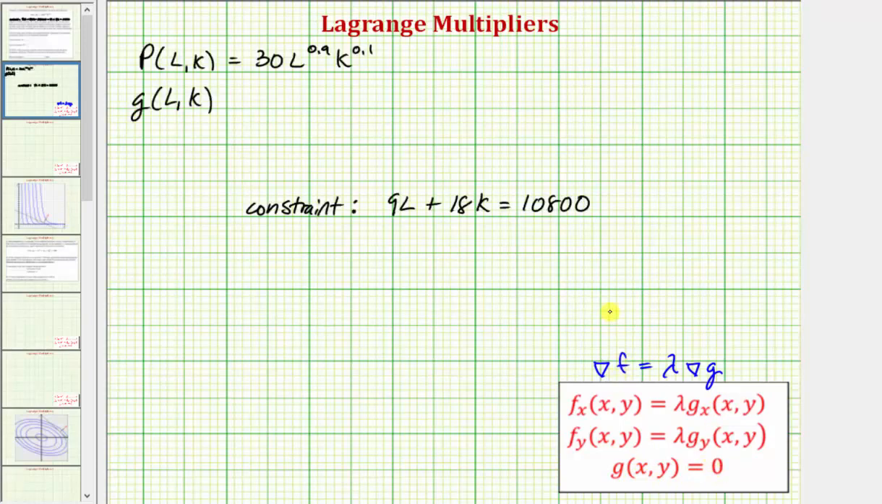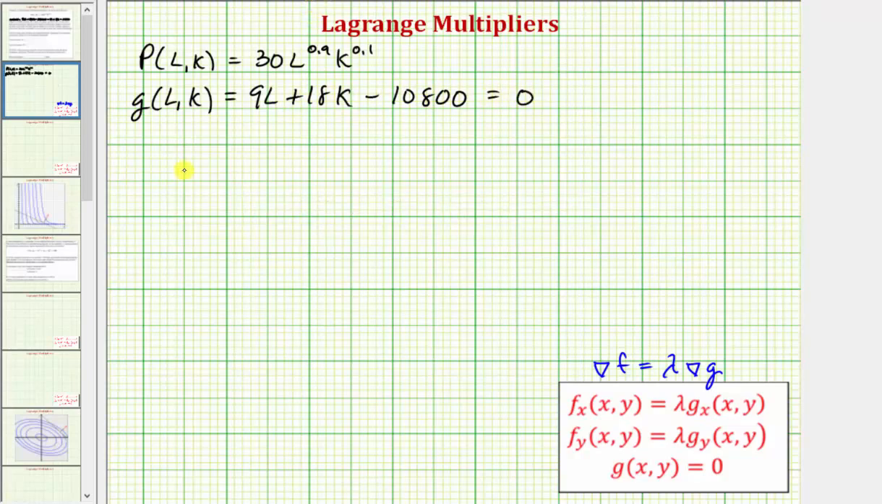So in our case, the function f is actually P(L, K), and for our constraint we have g(L, K). Because our constraint is 9L plus 18K equals 10,800, to have our function equal to 0, we'll subtract 10,800 on both sides, which gives us g(L, K) equals 9L plus 18K minus 10,800 equals 0. Which means our system of equations is the partial of P with respect to L equals lambda times the partial of g with respect to L. Then we'll have the partial of P with respect to K equals lambda times the partial of g with respect to K. Then of course we'll have our constraint g(L, K) equals 0. So let's find our partial derivatives.